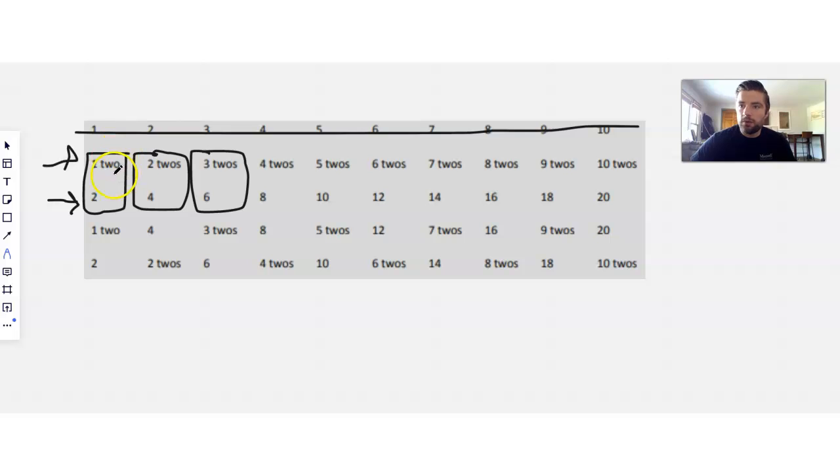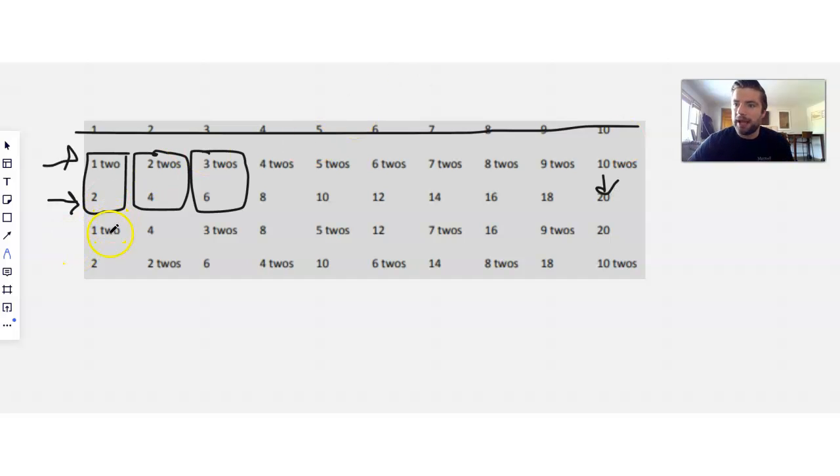If you look closely, you'll realize that 1 two is the same thing as 2. It's just a different way to say it. And 2 twos is the same thing as 4, just a different way to say it. 3 twos is the same thing as 6. So we can also skip count by twos by saying 1 two, 2 twos, 3 twos, 4 twos, 5 twos, 6 twos, 7 twos, 8 twos, 9 twos, and 10 twos. And 10 twos is the same thing as 20. So it's just a different way to think about skip counting, in a way that might be easier or more challenging.